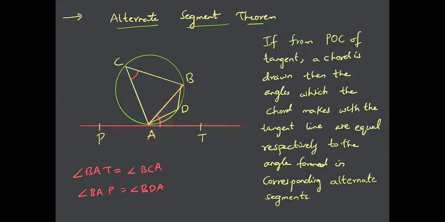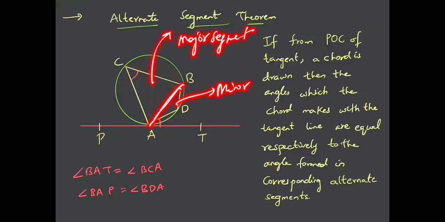Okay. So the angle which the chord makes with the tangent is equal to the angle made by this chord in the alternate segment, that is this segment. Okay. So I mean, the chord AB divides the entire circle into two segments, right? This one is the minor segment and this one is the major segment. Okay.